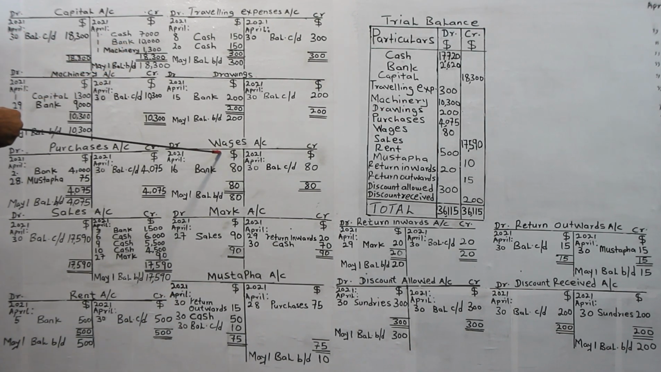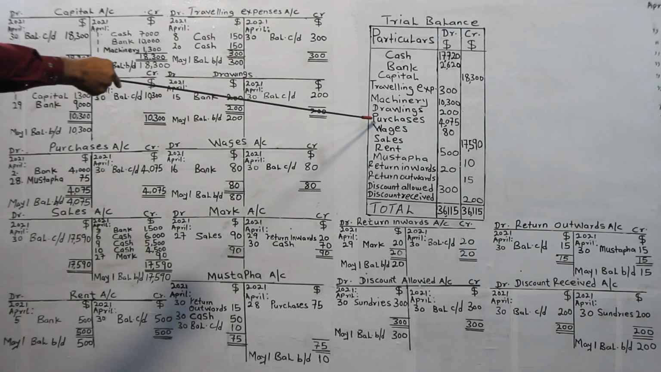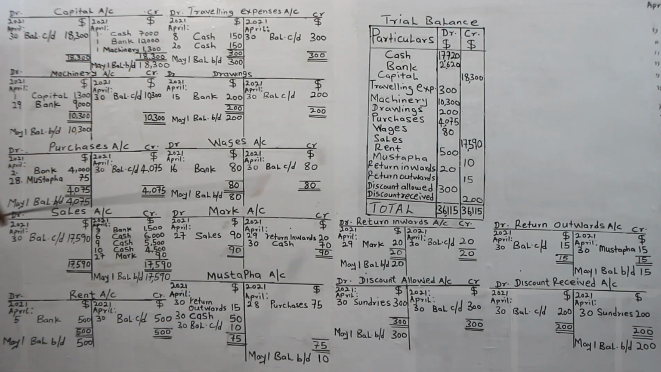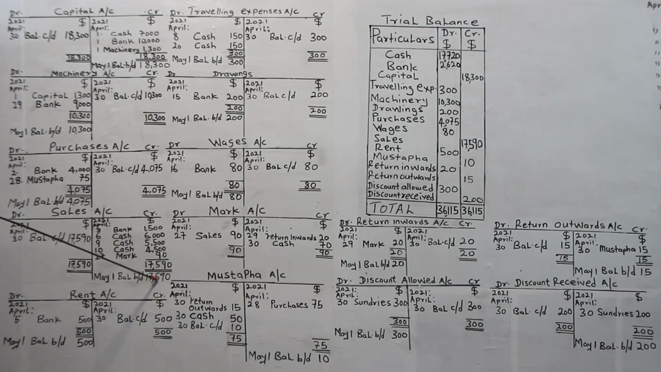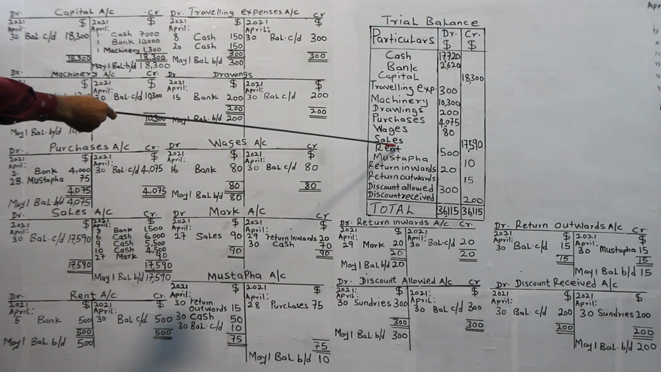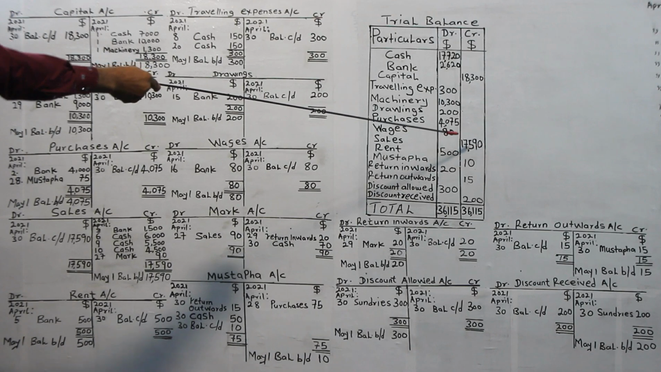We have the wages account. The balance brought down is 80 on the debit side. We take the wages account to the debit side of the trial balance, $80. We have the sales account. The balance brought down is on the credit side, 17,590. So we take the sales account to the trial balance and place the figure on the credit side, 17,590.